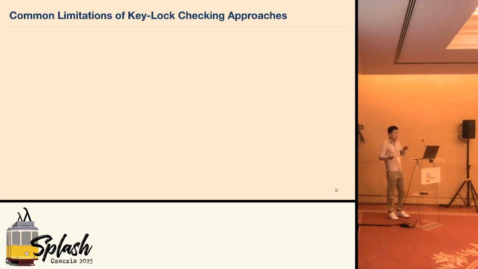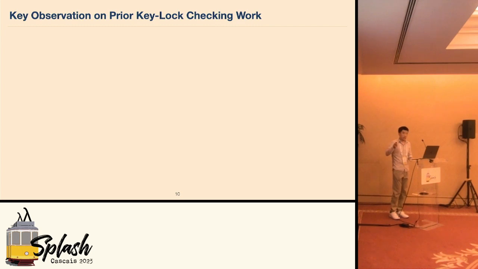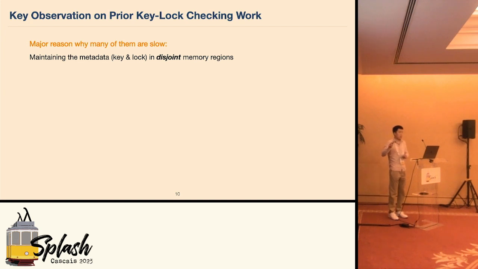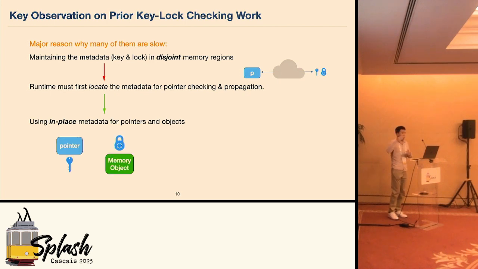However, two common limitations of previous key-lock checking approaches are high performance overhead and low entropy for the keys, which means the key space is small and it's not secure. One key observation we got on why many of the previous key-lock checkers are slow is that they maintain the metadata, which is a key and a lock, in a disjoint memory region, which means the runtime must first locate the metadata for pointer checking and pointer propagation. And this lookup procedure is slow. So this led us to choose in-place metadata, which means we want to keep the key close to the pointer and we want to keep the lock close to the object.